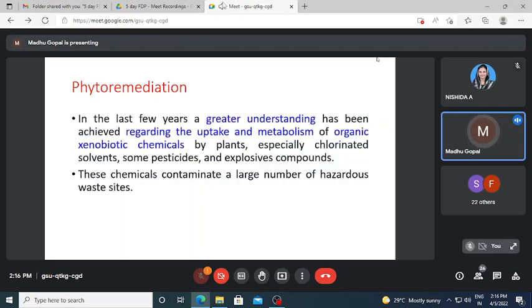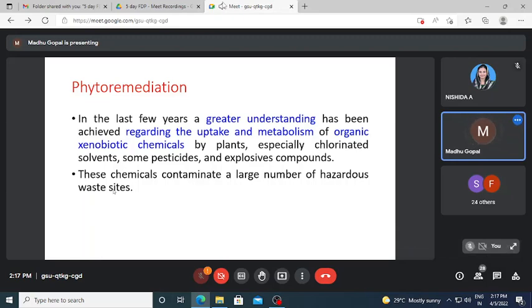So that's the meaning of phytoremediation. And during the last few years, a lot of work has been done, especially at the laboratory level. Now we have a greater understanding of the uptake and metabolism of organic xenobiotic chemicals. Xenobiotic chemicals is another name used for substances which are not easily biodegradable. During the last 30, 40 years, a lot of work has been done regarding the uptake and metabolism of these xenobiotic chemicals by plants. Some of the examples are chlorinated solvents, pesticides, and explosive compounds. Some of you might have heard of TNT, which is trinitrotoluene. It is an explosive compound, and at the same time, it is a xenobiotic, not easily biodegradable substance. Also, these chemicals contaminate a large number of hazardous waste sites.